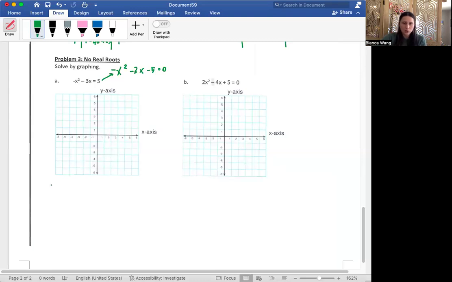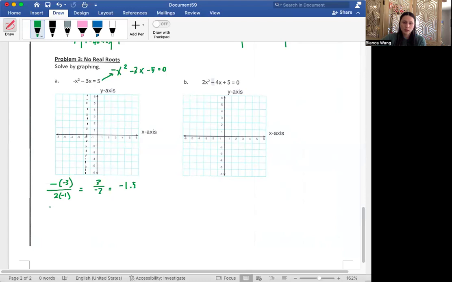Let's just double check. So axis of symmetry, -b, which is -3 over 2 times -1. 3 over -2. I divide this, it's -1.5. Okay, so my axis of symmetry is actually -1.5. It's in the middle here. And sometimes when you graph, you're not going to have perfect numbers, and that's okay.